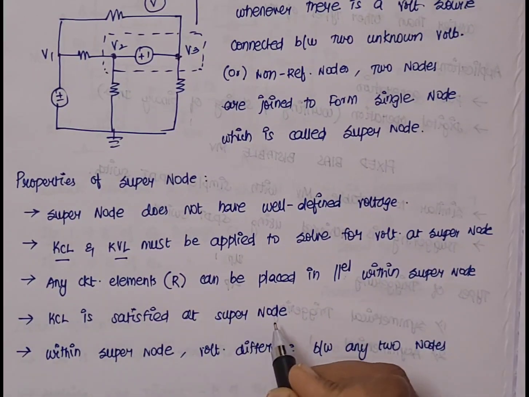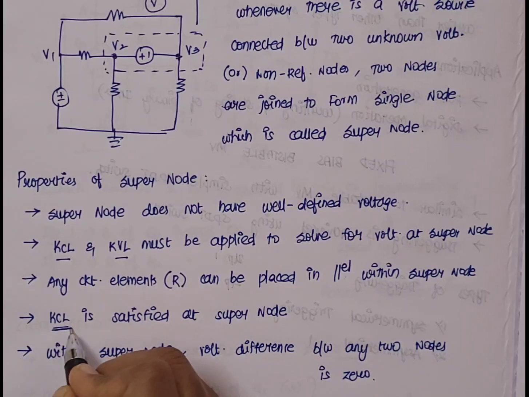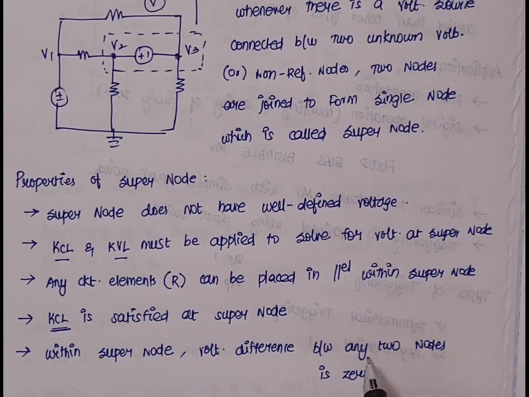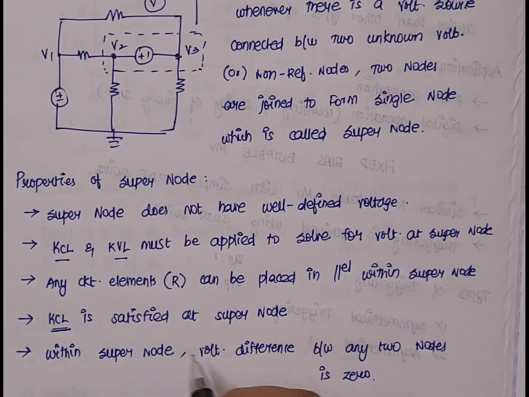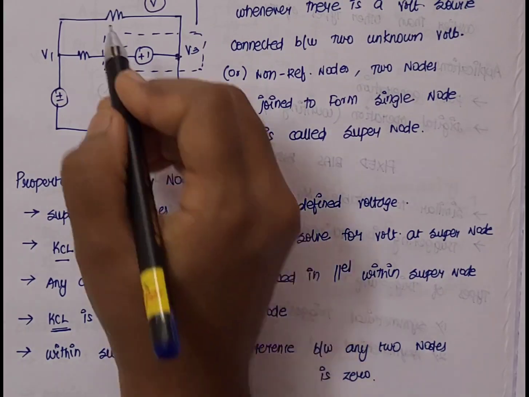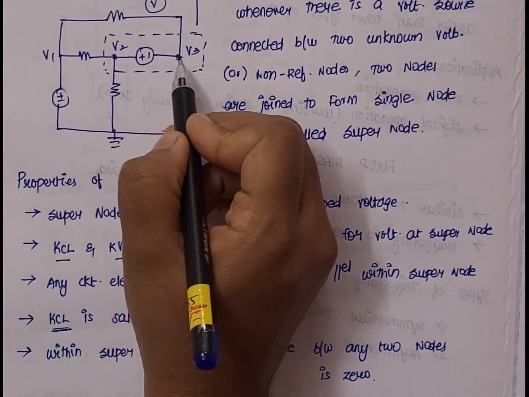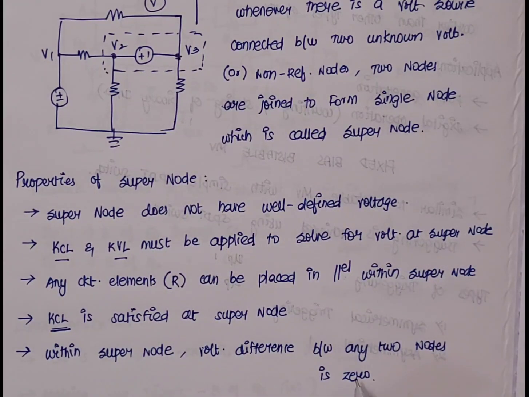Next, at each super node, KCL is always satisfied. This is very important. Then within the super node, the voltage difference between any two nodes is always 0. So if we consider two different nodes, between V2 and V3, the voltage difference, that is V2 minus V3, will be equal to 0. That is mentioned in the properties of super nodes.